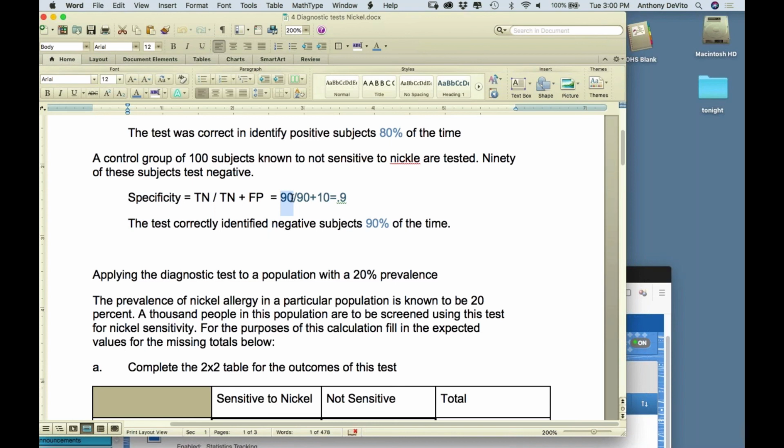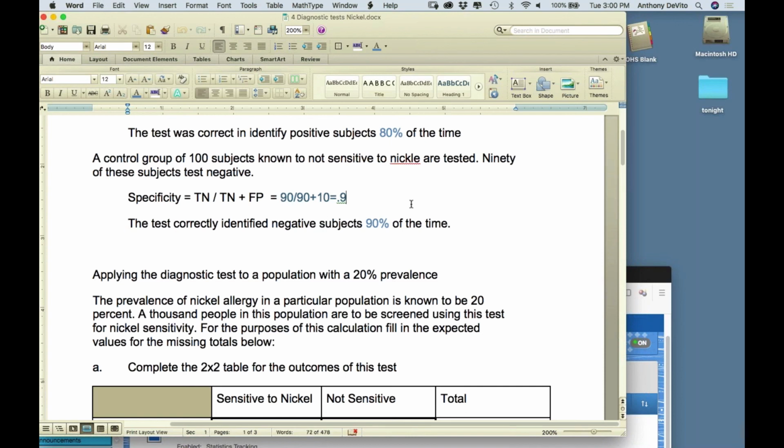It says no, they don't have the allergy. 10 times it says that they're positive for the test. Gets it wrong. That's called a false positive, right? Because they tested positive and that was wrong. Well, that 90 over 100, that's called the specificity.